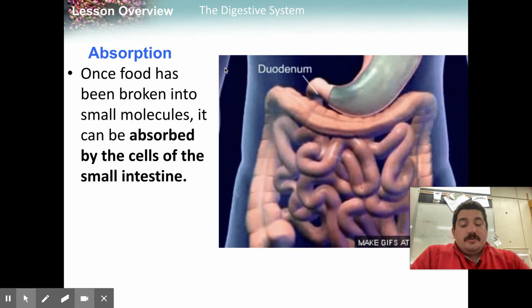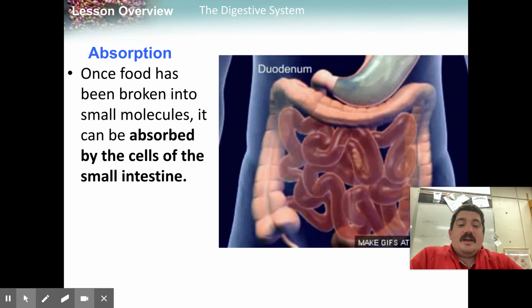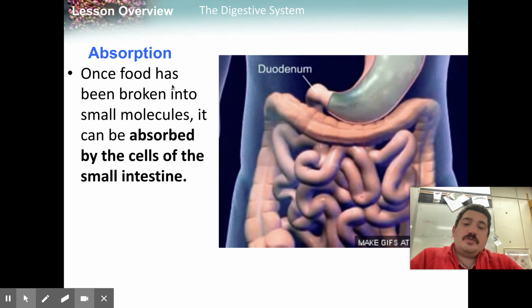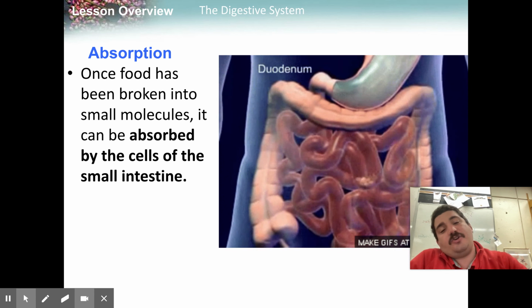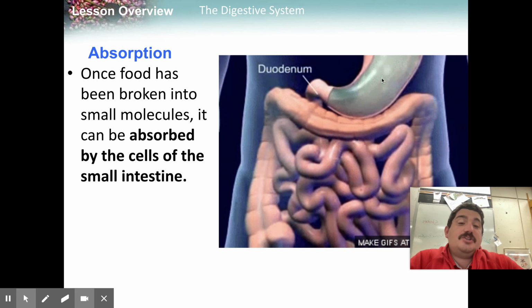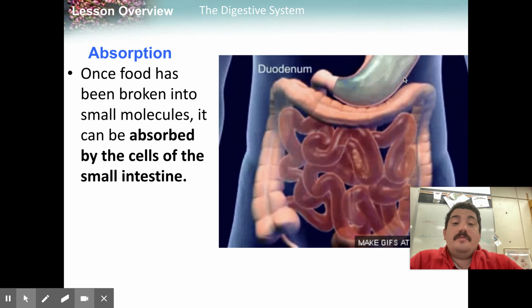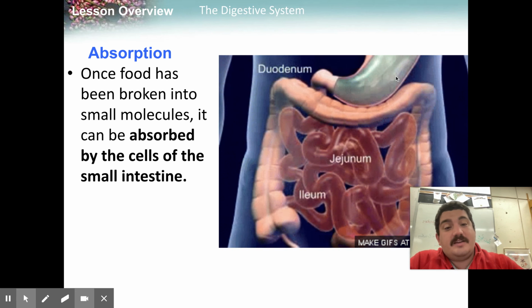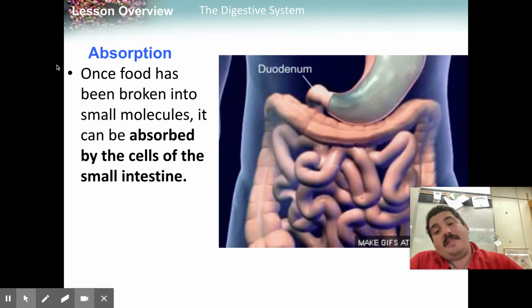All right, so we have ingestion, we take it in. Digestion, we break it down. And then we have absorption, all right? And once food is broken down small enough, I guess I should go back here. We see it starts right after the stomach here. One of the big ways that we do chemical digestion is in our stomach, right? Powerful acid helps break down the foods we eat there. And that was part of digestion.